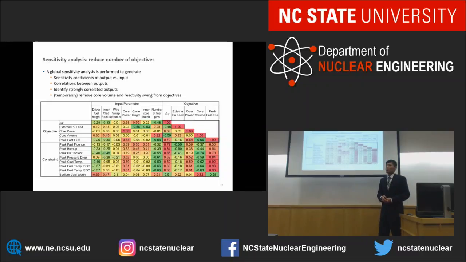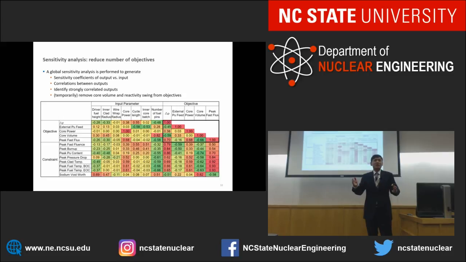Okay? Then, in order to make this problem even more solvable, we need to see if it's possible to remove some of the objectives. Right now we have 5. Remember, we want to minimize 4. We want to maximize 1. These are the objectives. So I want to see how many of them are really correlated. If they're really strongly correlated, I can remove some of them.